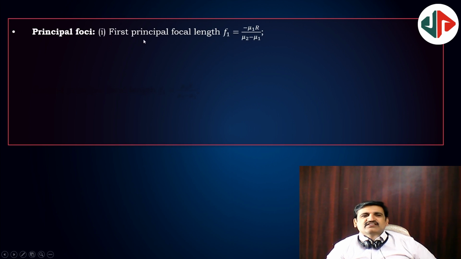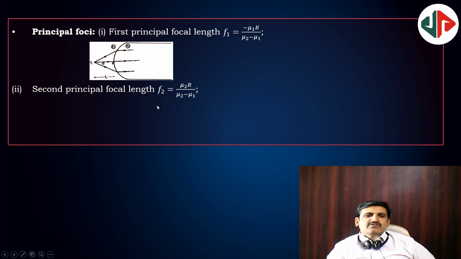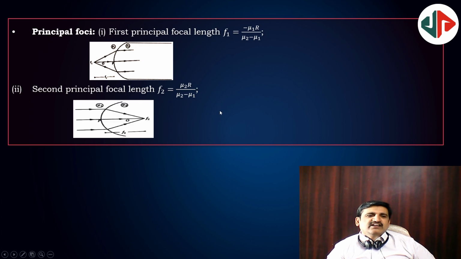Principal foci. The first principal focal length is f1 equal to minus mu1 r by (mu2 minus mu1) for a curved surface. The second principal focus is f2 equal to mu2 r by (mu2 minus mu1). This is positive, that is negative, and like this.